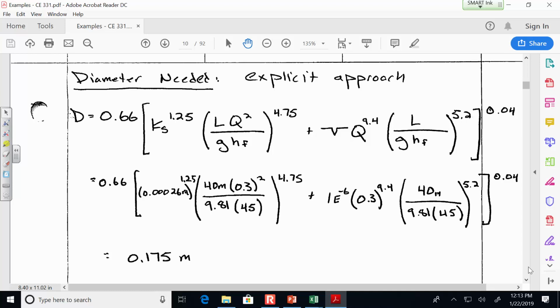175 would be fine, right? Okay, yeah. So 175 millimeter would probably be it, depending on the parts availability where the project is being conducted. But you can see that this explicit approach saves you the trouble of having to use Excel.